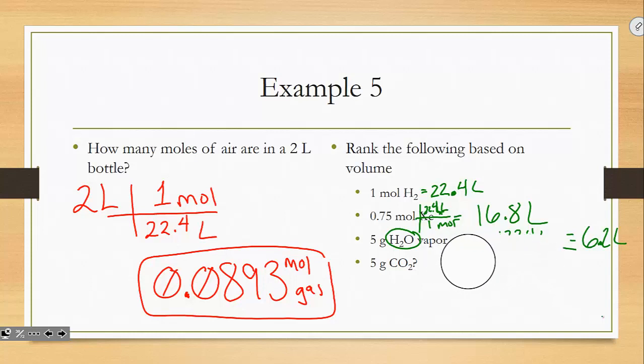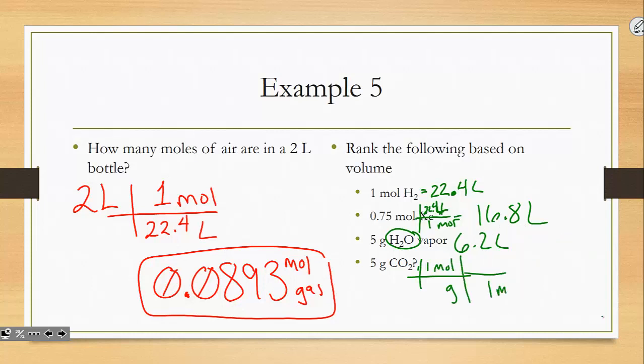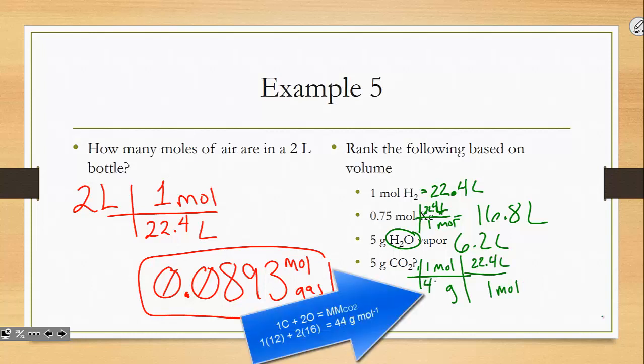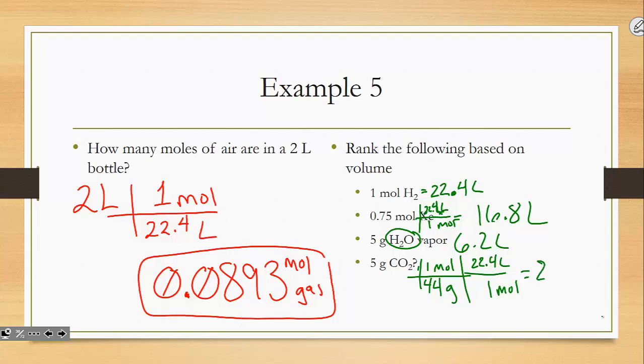Same song, second verse, when dealing with carbon dioxide. If I have grams, I need to change from grams to moles, because once I have moles, 1 mole of any gas is 22.4 liters. So the molar mass of carbon dioxide would go here. So 1 carbon plus 2 oxygens is 44, telling us that this is roughly 2.5 liters of a gas. So in terms of ranking them from most to least, it would look something like this, with the first one being the most volume of gas, and the bottom taking up the least amount of space.